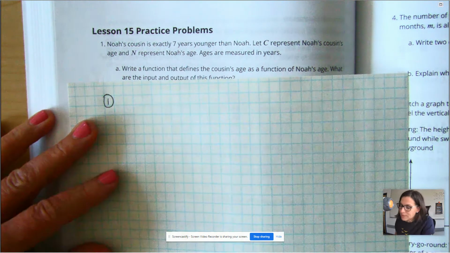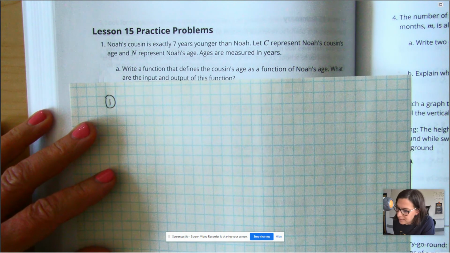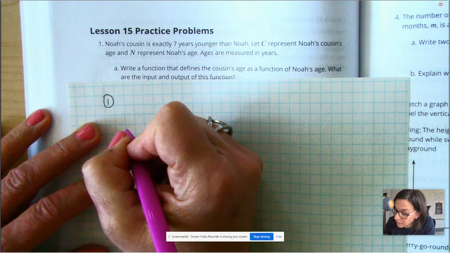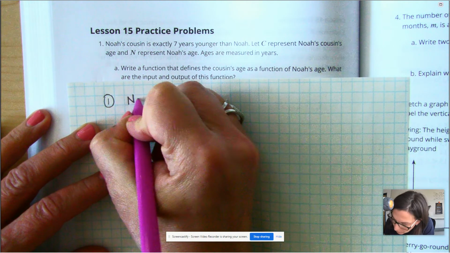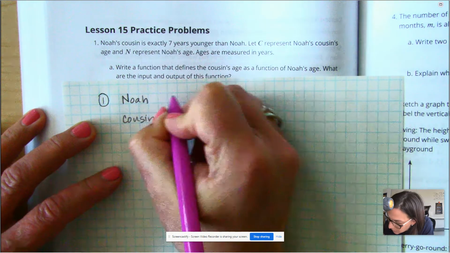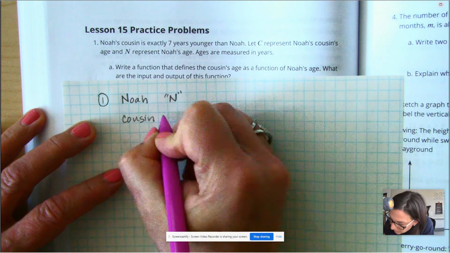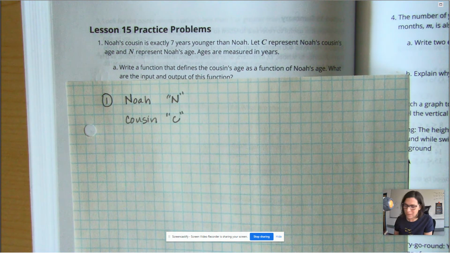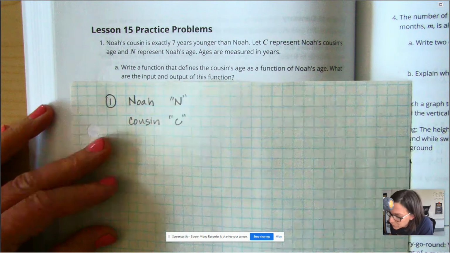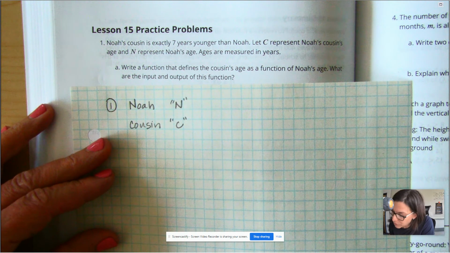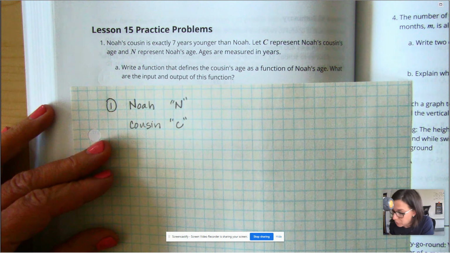Okay, we have Noah's cousin, and let's talk about that. Noah's cousin is exactly 7 years younger than Noah. So we have Noah and cousin. We're going to let Noah equal N and cousin equal C. Pretty easy. One person's 7 years older than the other. We're measuring in years. Write a function that defines the cousin's age as a function of Noah's age.